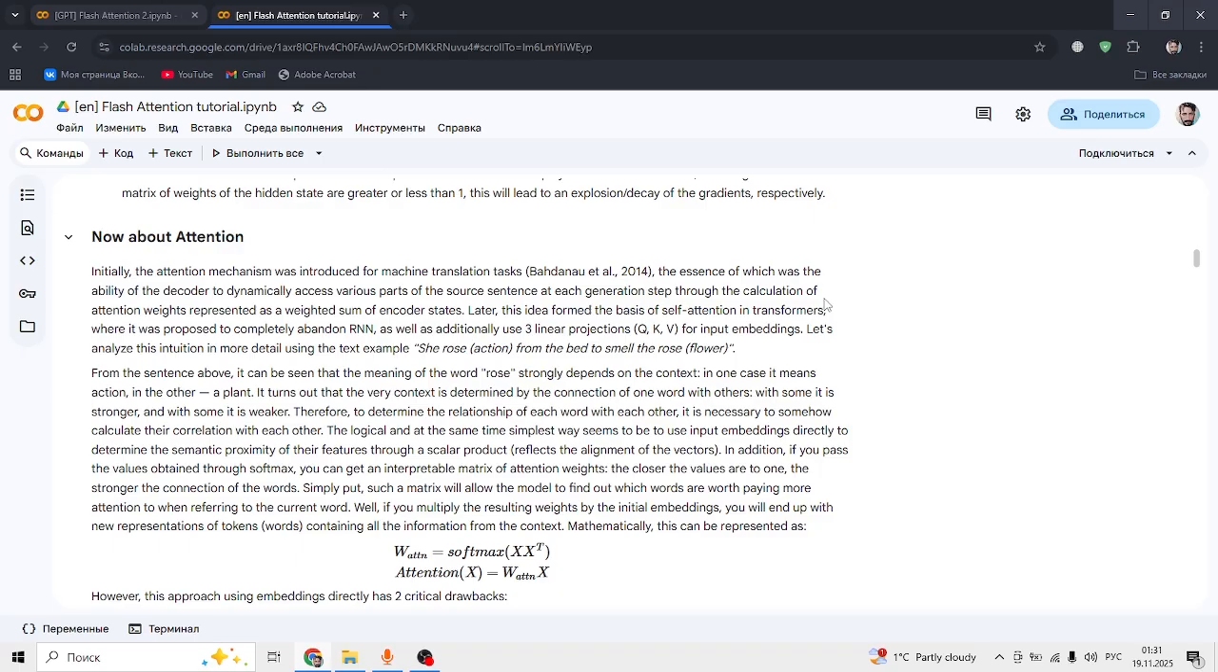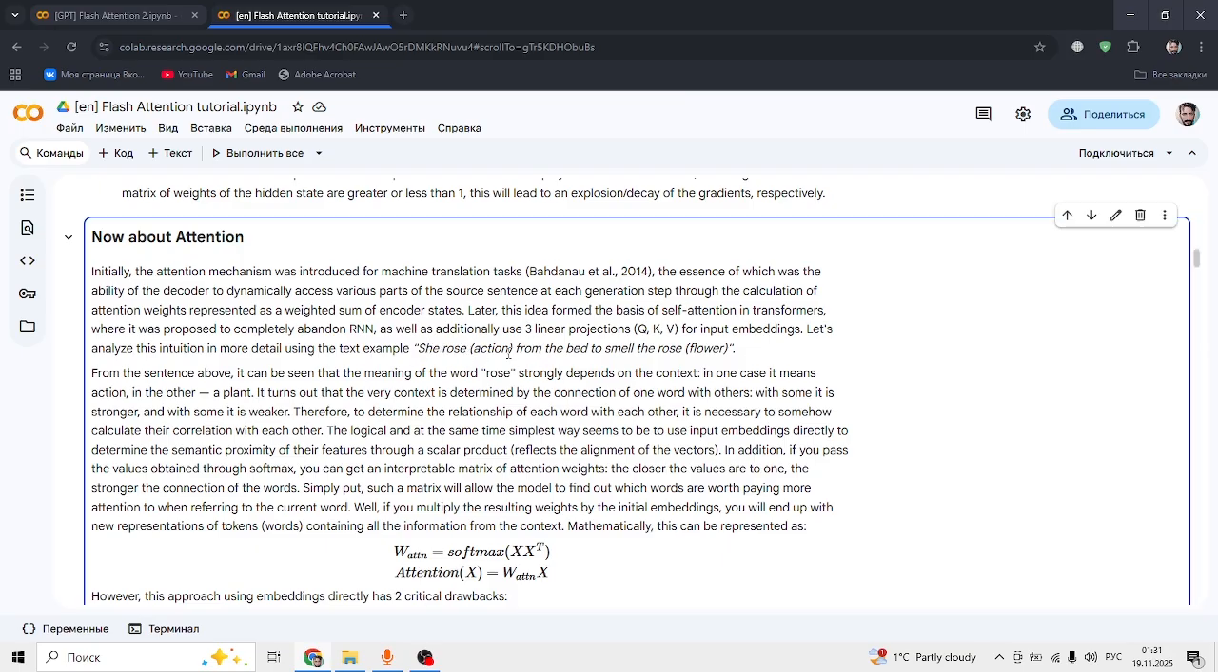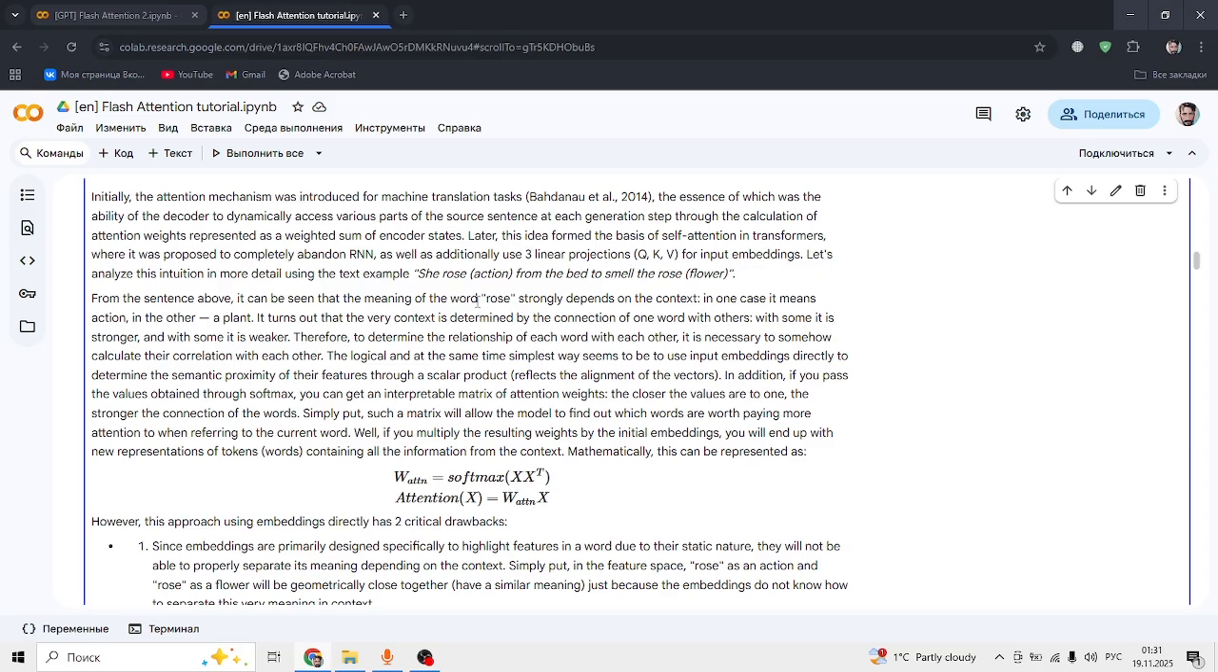So, and we will look at one example of how it works. For example, there is such a sentence: she rose from the bed to smell the rose. As we can see, rose in this position means an action, but in this position rose means a flower.